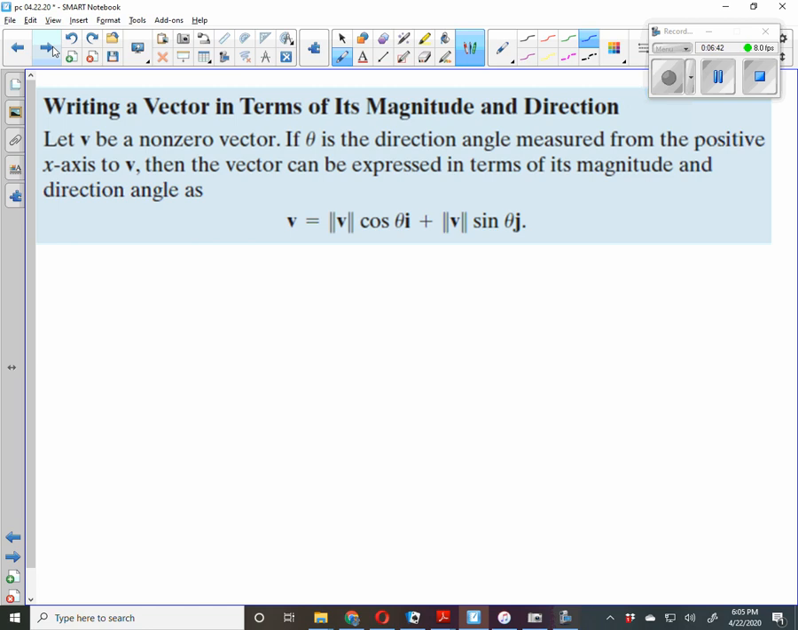Okay, we now want to change directions here. We want to write the vector in terms of a magnitude and a direction. If you look at it carefully, doesn't this remind you of the polar coordinates? Good. Because this is going to be a lot like that, you guys. So magnitude and direction is what we're thinking. You've got your magnitude, you've got your direction in terms of your i's and j's, right?